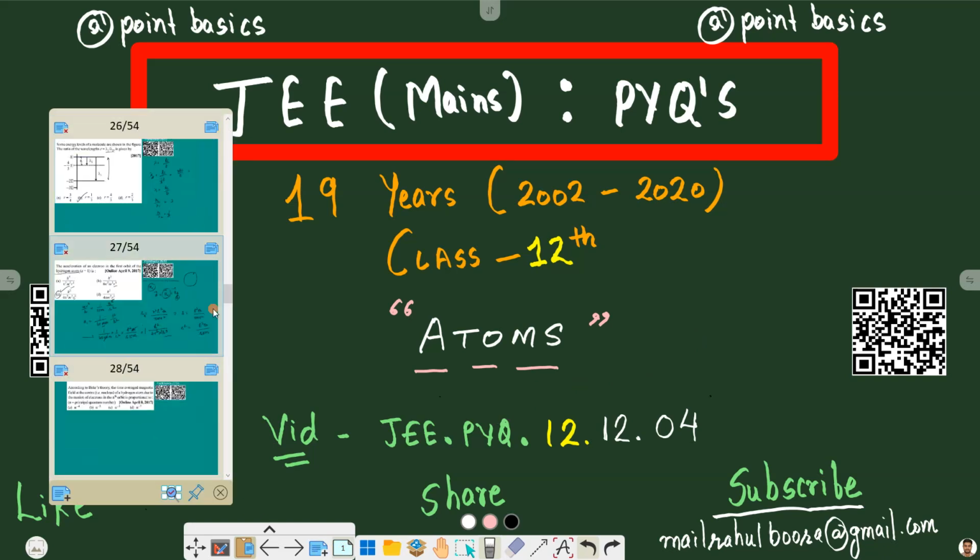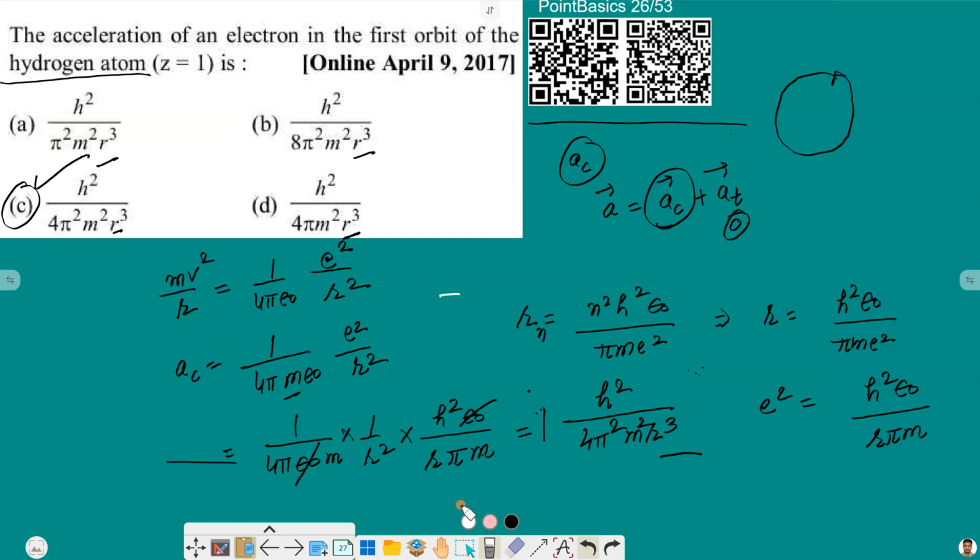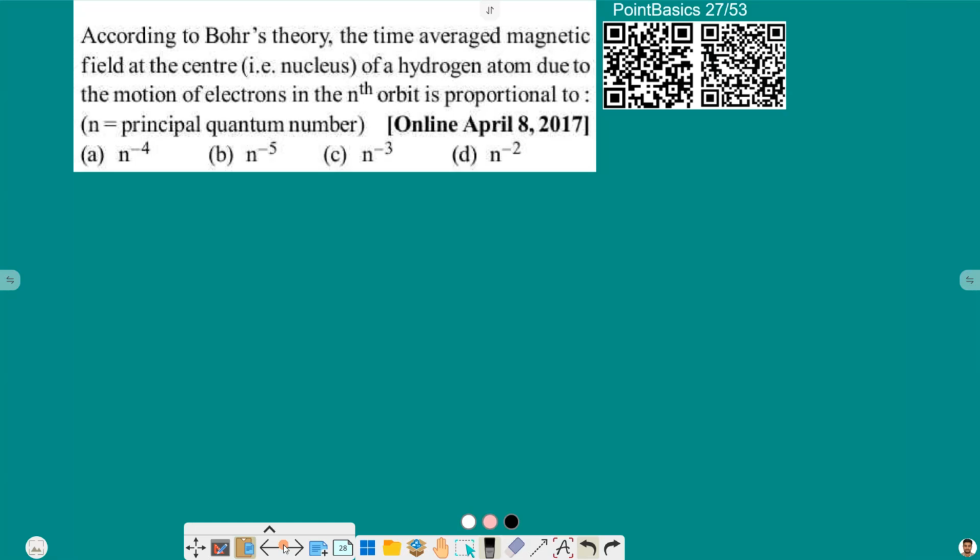In the previous video, we covered up to question number 26. And today we will start with question number 27. According to Bohr's theory, the time average magnetic field at the center, meaning the nucleus of the hydrogen atom, due to motion of the electron in the nth orbit is proportional to what, where n is the principal quantum number.